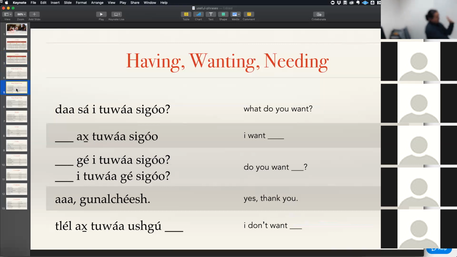The word order thing that's going on here is usually Tlingit wants to communicate the most important stuff up front. So the most important thing when you want it is what the thing is. But when you don't want it, the most important thing is, I don't want it. Kashach tuwa ushku hin. I don't want water. Kashach tuwa ushku kahwe. I don't want coffee.